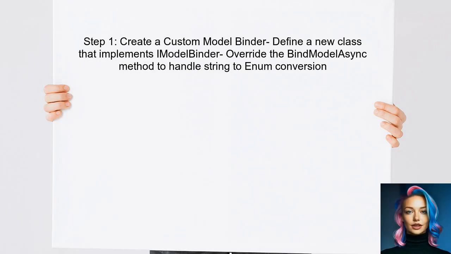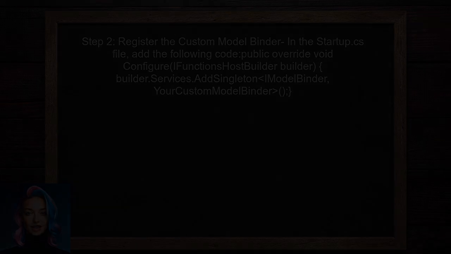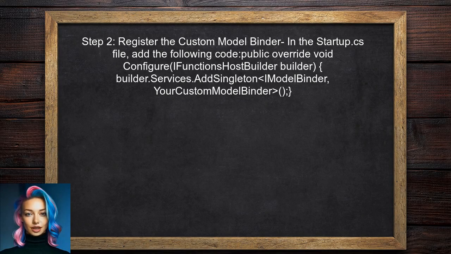To begin resolving the issue, the user should create a custom model binder for the enum type. This will allow the Azure function to correctly convert the string parameter into the corresponding enum value. Next, the user needs to register the custom model binder in the Azure Functions startup configuration. This ensures that the binder is used whenever the function is triggered.